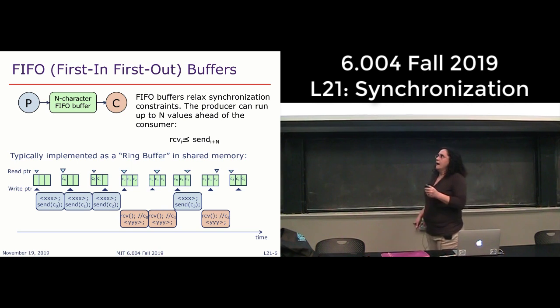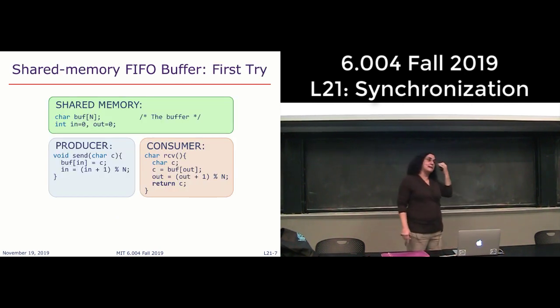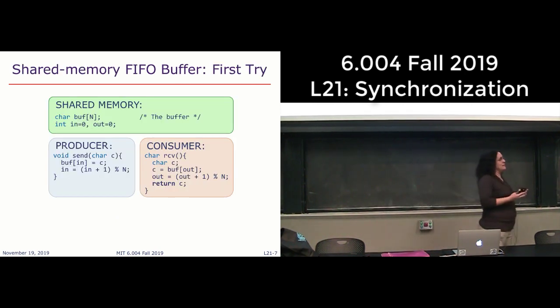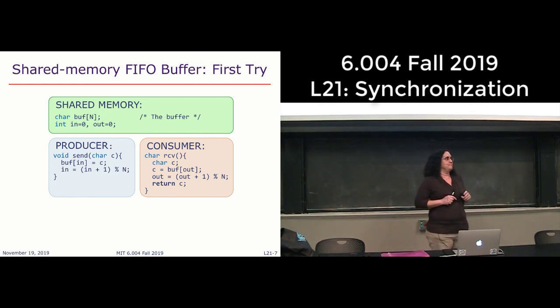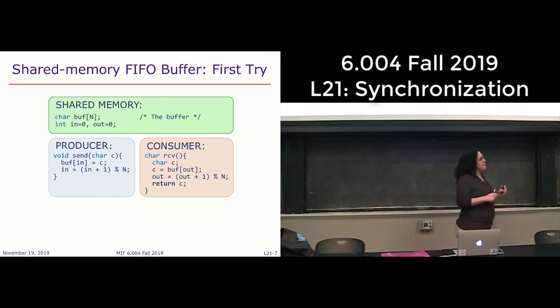Good. All right, so now let's see if we can actually implement this FIFO buffer using shared memory. Imagine that we have a piece of shared memory which defines this buffer. Both the producer and the consumer have access to this region of memory, which is an n-element buffer. They also have access to these pointers in and out, which tell us where to write into the buffer and where to read out from the buffer.